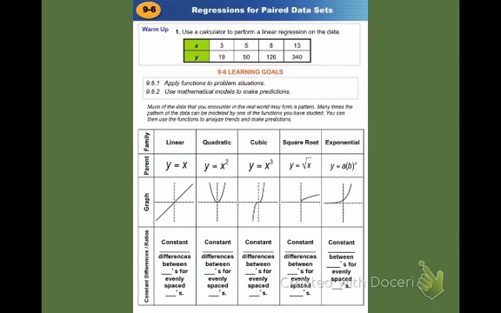Hi students, welcome to the last lesson of Chapter 9. In Lesson 9.6, we will be looking at regressions for paired data sets. And we have a warm-up for today's lesson.